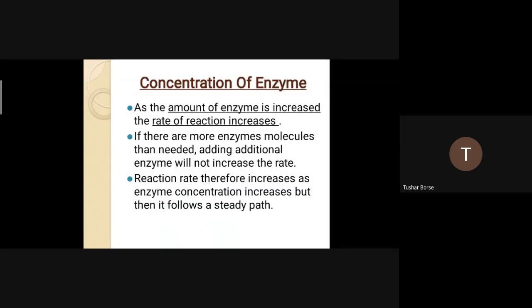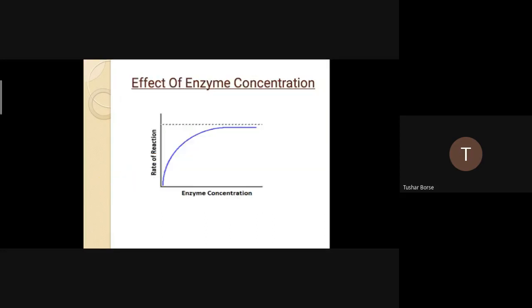The second factor which will be affecting the enzyme activity is concentration of enzyme. It is same as the concentration of substrate. A small amount of enzyme is enough for a large amount of substrate. Therefore, an increase in concentration of enzyme will increase the rate of reaction. And when we plot the graph of rate of reaction versus enzyme concentration, it will be the same as the hyperbolic curve.